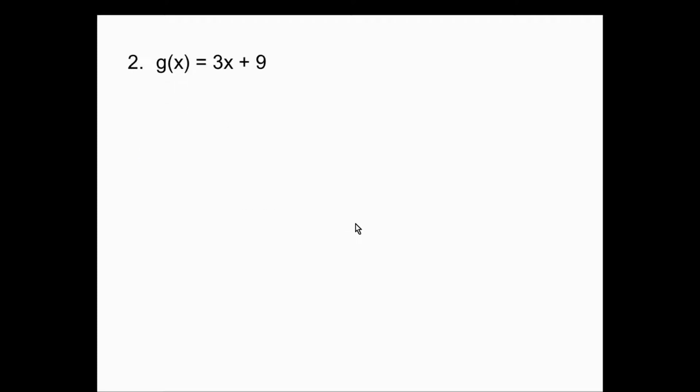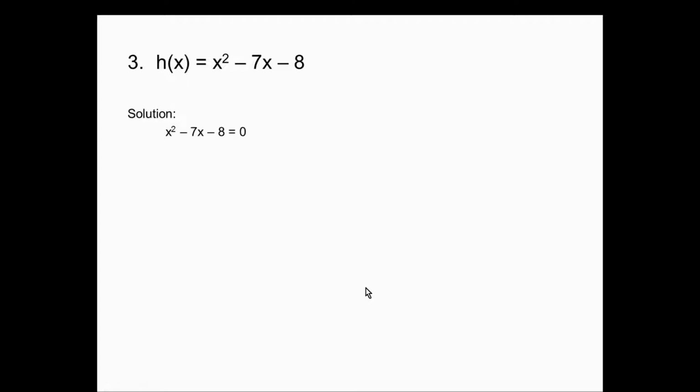Number 2, g of x equal to 3x plus 9, a nice linear function. So we set 3x plus 9 equals 0. Okay, subtract 9. So we have 3x equals negative 9, divide by 3, and x is negative 3. So x equals negative 3 as our 0. Now, the note, it's degree 1, and there is 1 zero.